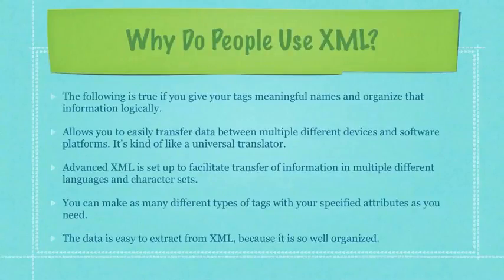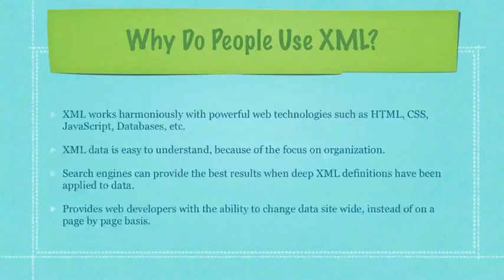The following is true if you give your tags meaningful names and organize that information logically. XML will allow you to easily transfer data between multiple different devices and software platforms. It's kind of like a universal translator. Advanced XML is set up to facilitate transfer of information in multiple different languages and character sets. You can make as many different types of tags with your specified attributes as you need. The data is easy to extract from XML because it's so well organized.